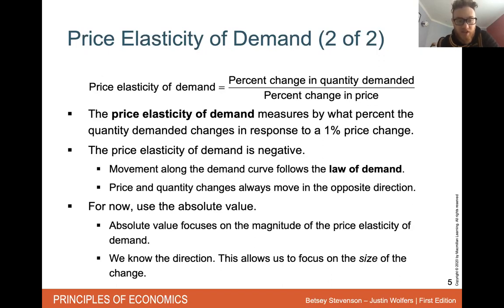The price elasticity of demand is measured by what percent the quantity demanded changes in response to a 1% price change. The price elasticity of demand is negative. Movement along the demand curve follows the law of demand, and price and quantity changes always move in the opposite direction. For now, we're going to use the absolute value. The absolute value focuses on the magnitude of the price elasticity of demand, and since we know the direction is always negative, it allows us to focus on the size of the change.